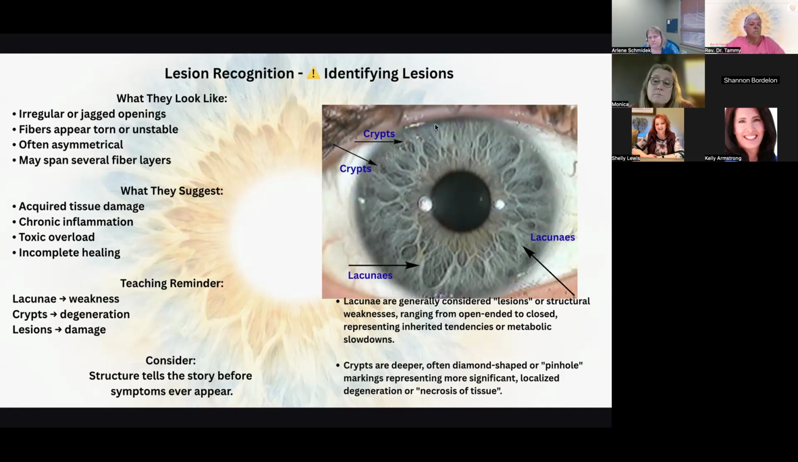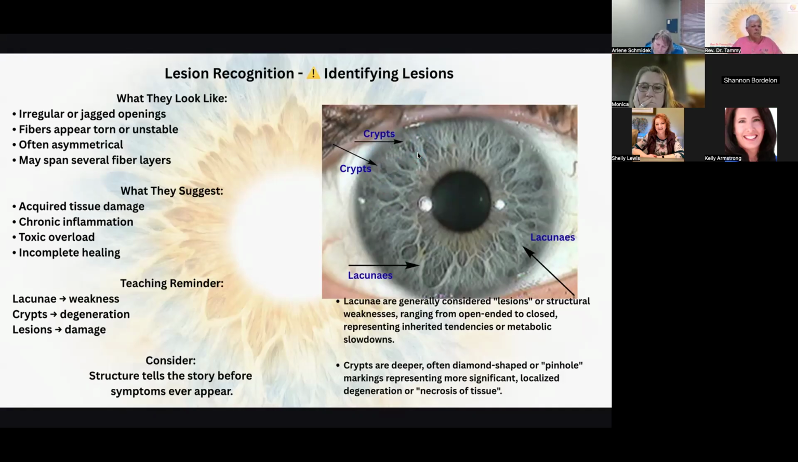Okay, let me ask you this. See where it says crypts up at the upper 11 o'clock? To me, those are lesions, because those aren't completely closed. I see white on three quarters of it, but it's not completely closed. Yeah, but they're diamond shaped and they're deep. So these are deep and diamond, so it's less tissue that's viable.